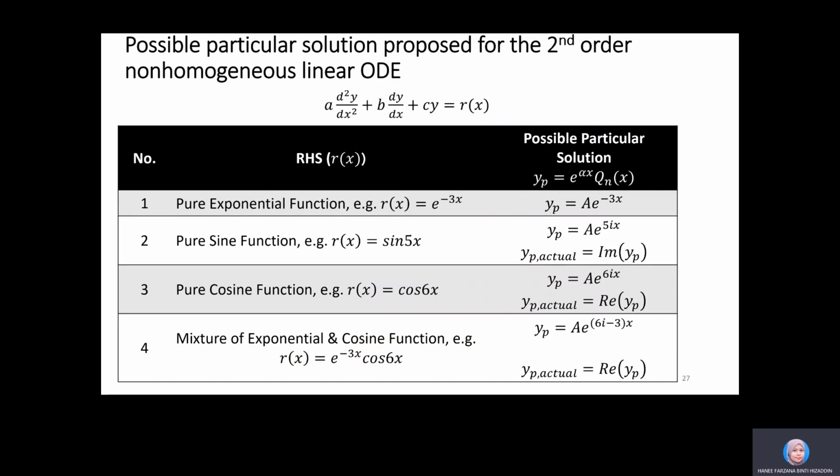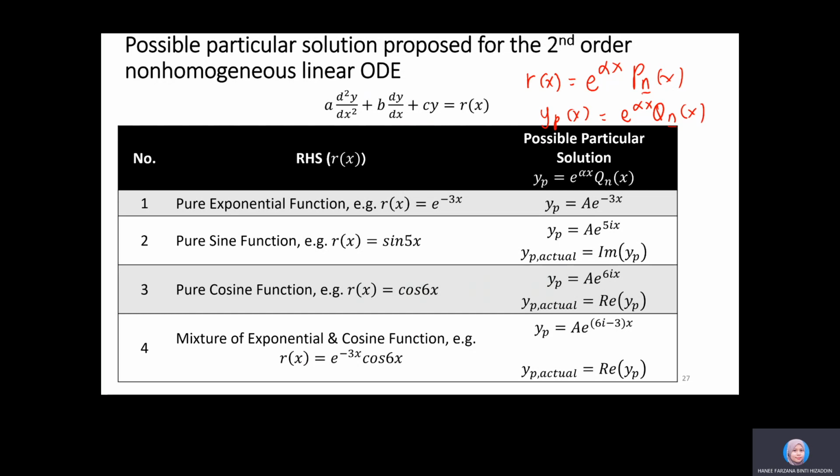Let's see some possible particular solutions proposed for the second order non-homogeneous linear ODE. Proposed yp. Given this function, this is the homogeneous part, but here is the non-homogeneous part. For different types of R(x), you can propose different types of yp. In general, R(x) is of the form e to the alpha x times a polynomial of x of degree n. So you can propose your yp of x as e to the alpha x times Qn of x, where Q is another polynomial of x of the same degree as P.